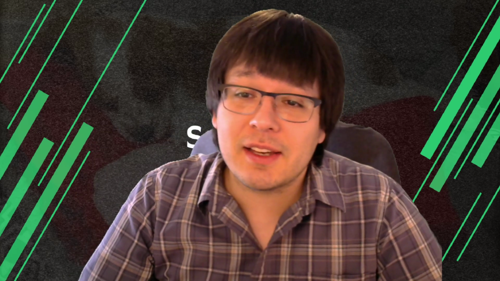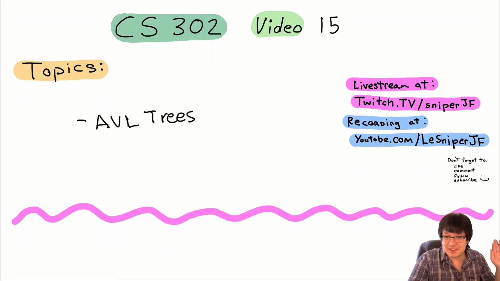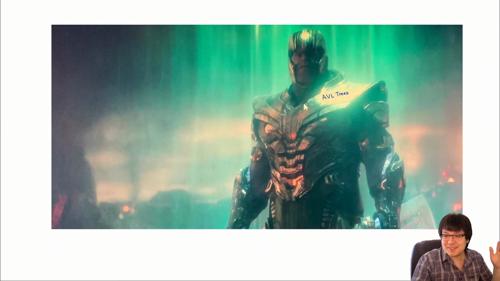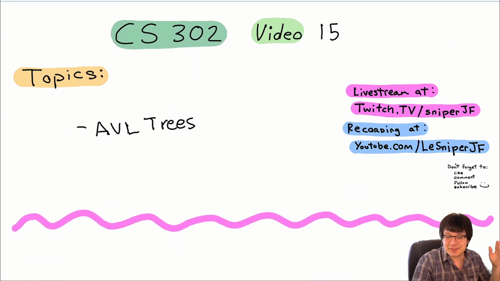Today, we're going to be learning one of the most important topics of the course. And by important, I mean very hard. I would say it's the second hardest behind recurrence relations. And that is AVL trees. I even put a picture of Thanos because of the scary stuff that we will learn.